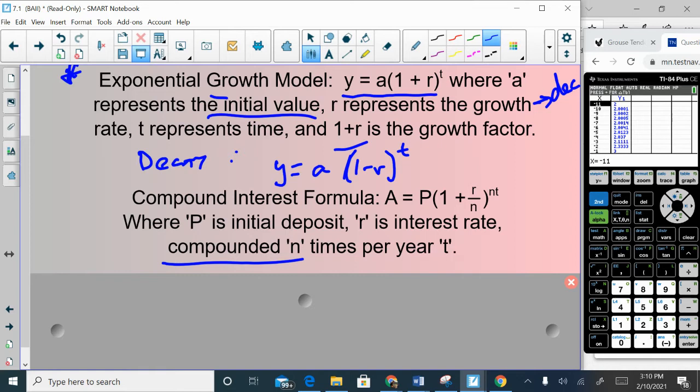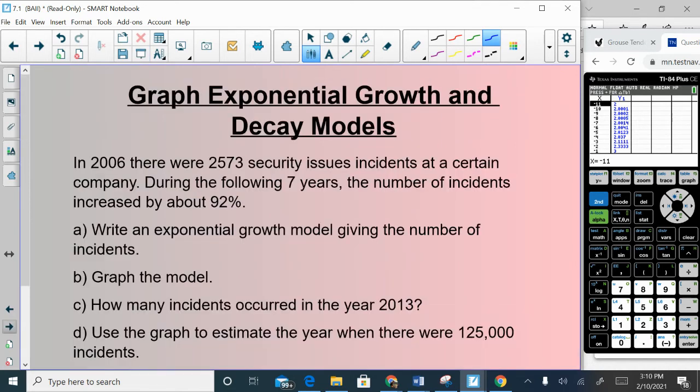Why does that affect the amount of money you make? That's going to be a topic of discussion in section 7.3, but that is kind of the gist of this formula. So let's use them.